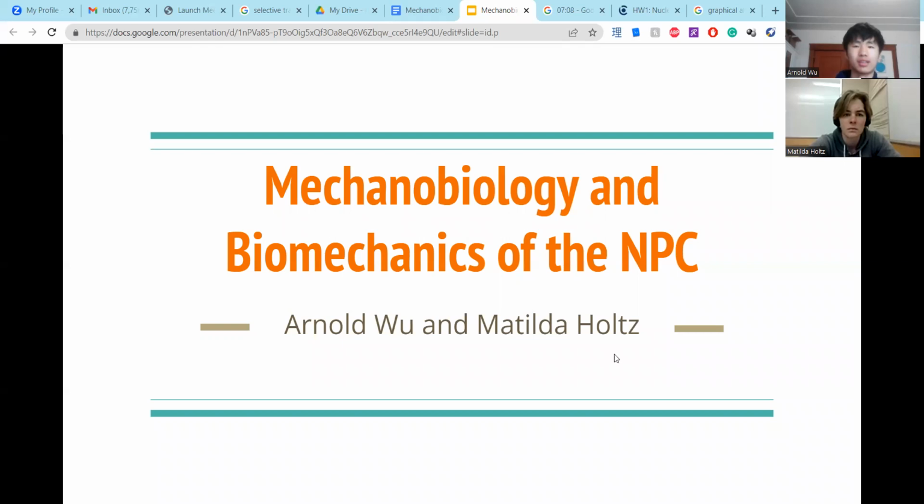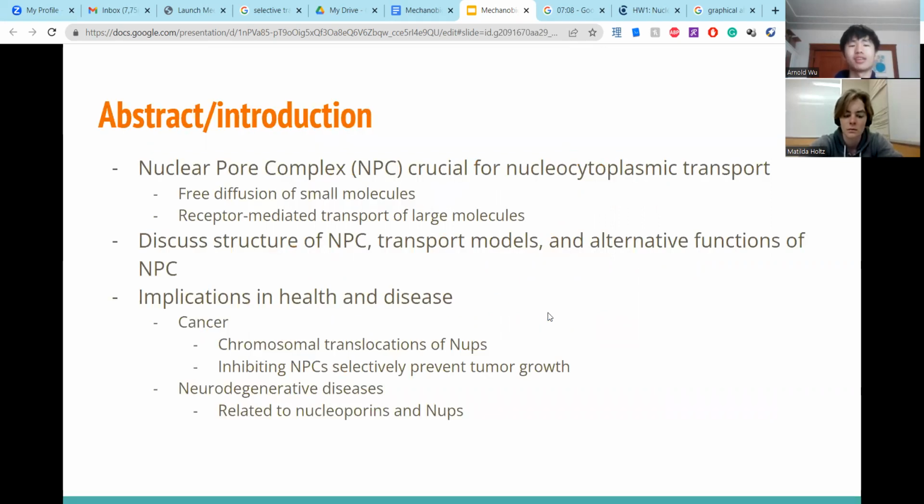Today we'll be talking about the mechanobiology and biomechanics of the NPC. So as an introduction, the NPC is crucial for nucleocytoplasmic transport. It allows for the free diffusion of small molecules, along with the receptor-mediated transfer of large molecules. In this paper, we aim to discuss the structure of the NPC, the various transport models, and the alternate functions of NPC, including in gene expression.